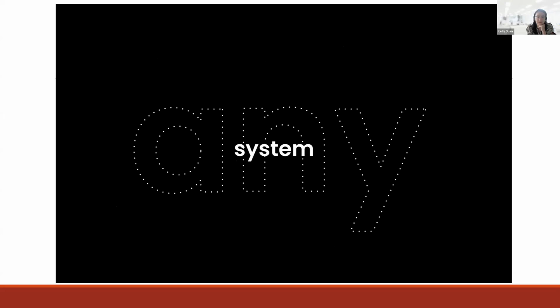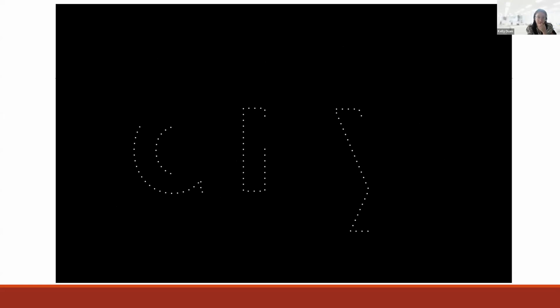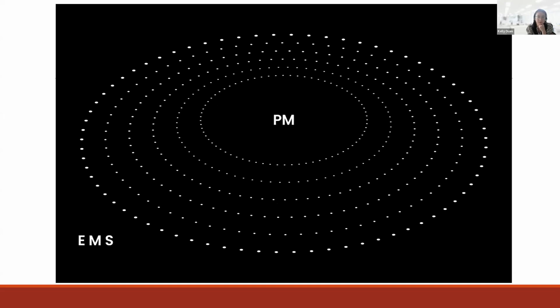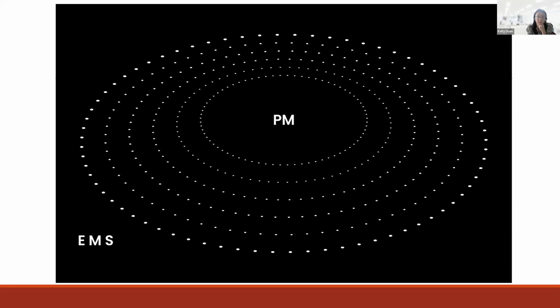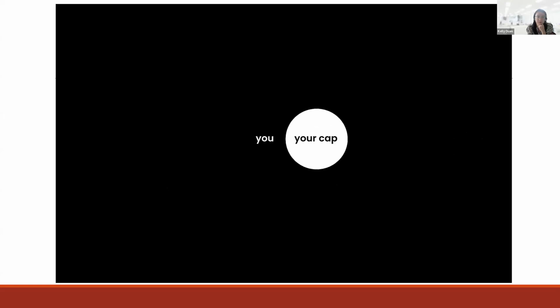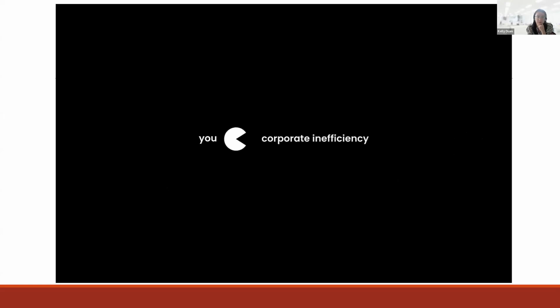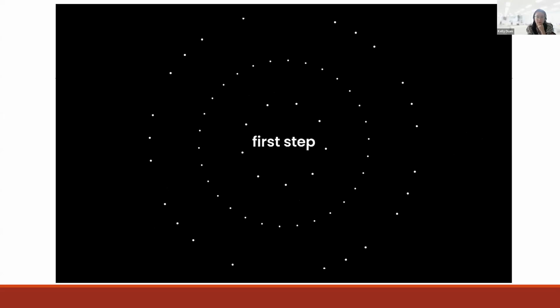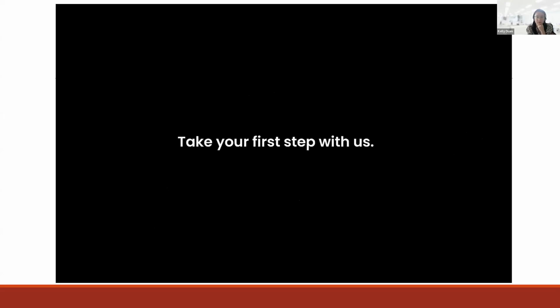Neat, right? The beauty of process mining is that it can apply to any process on any system. But knowing where the problems are is pointless without a plan to fix them. The Celonis execution management system uses process mining to identify inefficiencies and then leverages AI and automation to fix them. So you can maximize the capacity of your processes, eliminate billions in corporate inefficiency, and out-execute your competition. But process mining is still the first step. Take your first step with us. Find out more today at celonis.com.